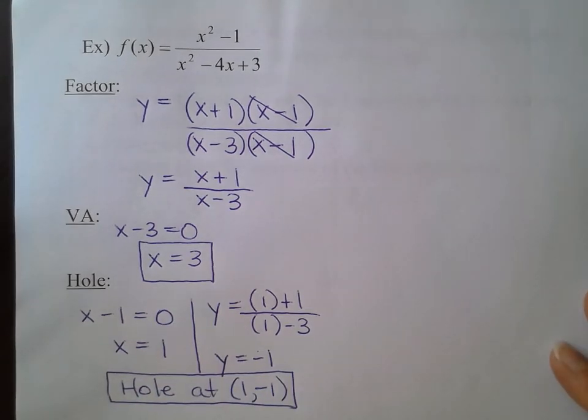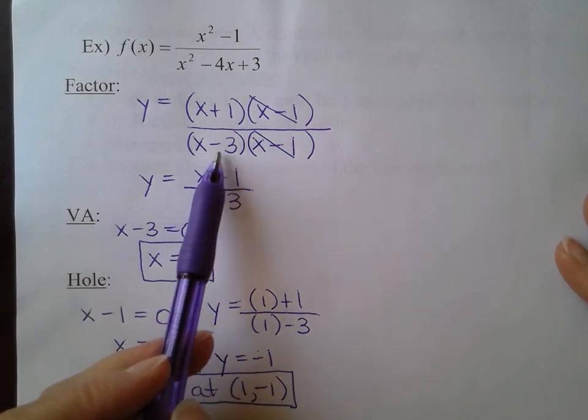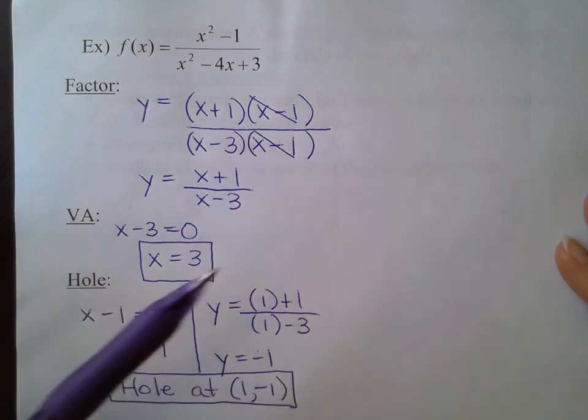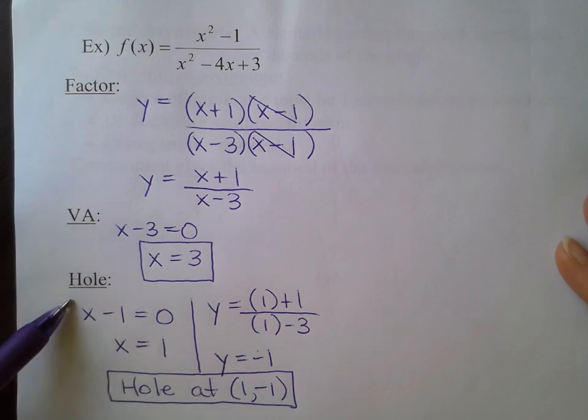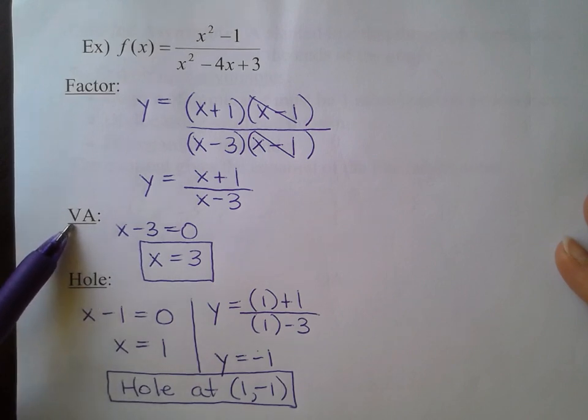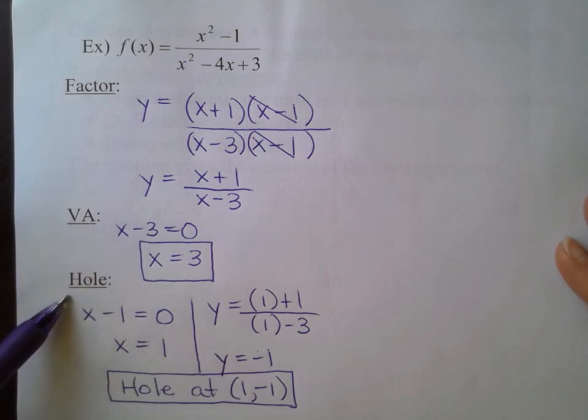Okay, and I would like to point out that any factor I have in the denominator is going to be one of these two things. If it remains in the denominator, it will be a vertical asymptote. If I've canceled it out, it will become a hole or a missing point.